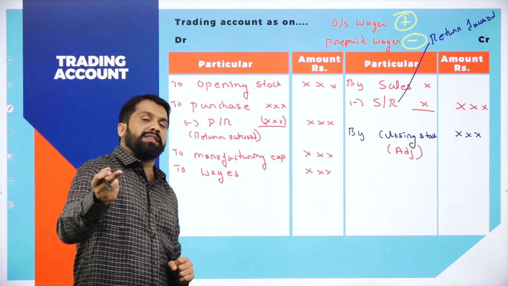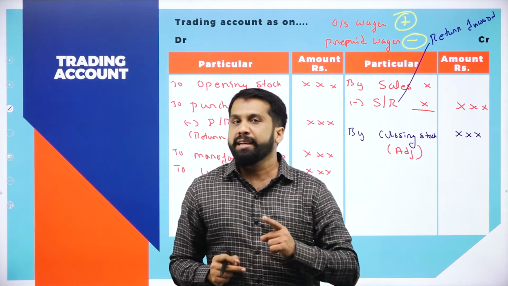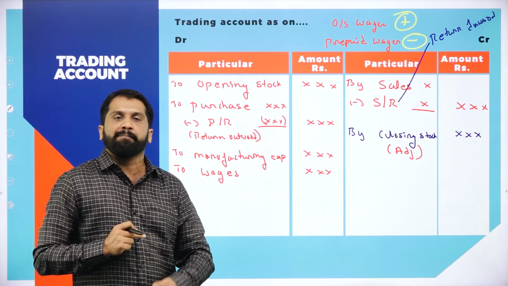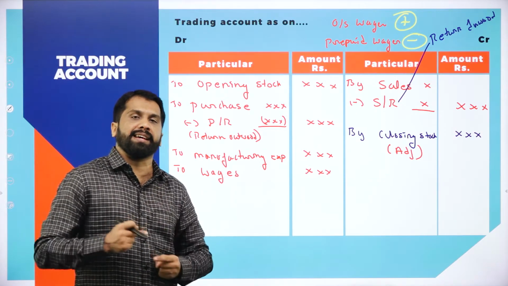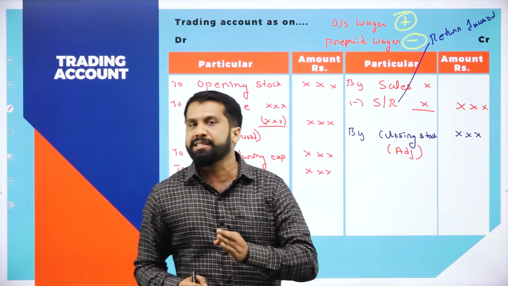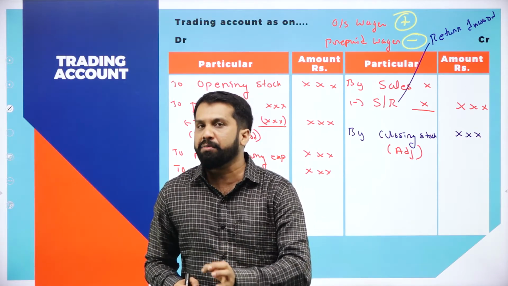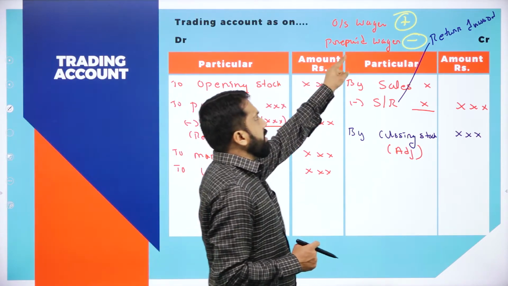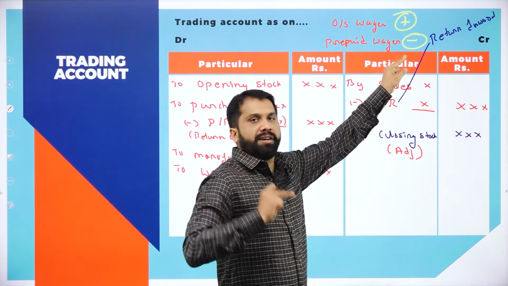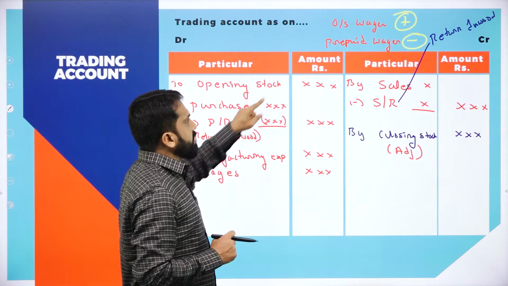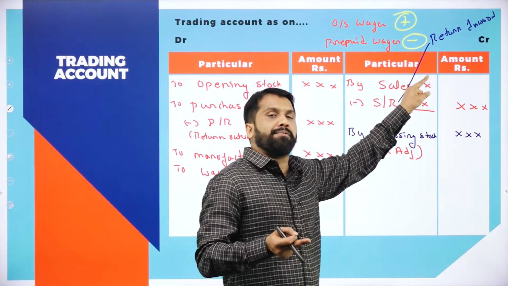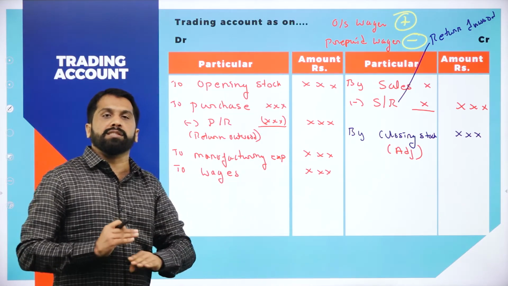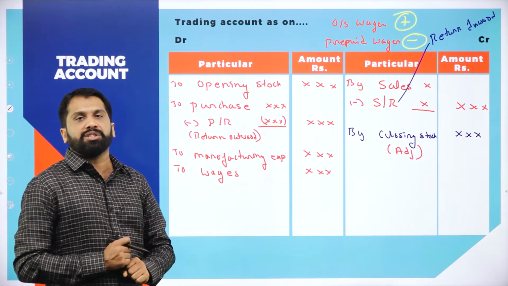Now, next month's salary, if you give it this month, it will be prepaid. Prepaid always minus, outstanding always add. Again, I'll repeat: prepaid always minus, outstanding always add. So for wages, if the adjustment gives outstanding wages, add wages. If the adjustment gives prepaid wages, then minus wages. Clear? Other than this, you will not get any other adjustment.